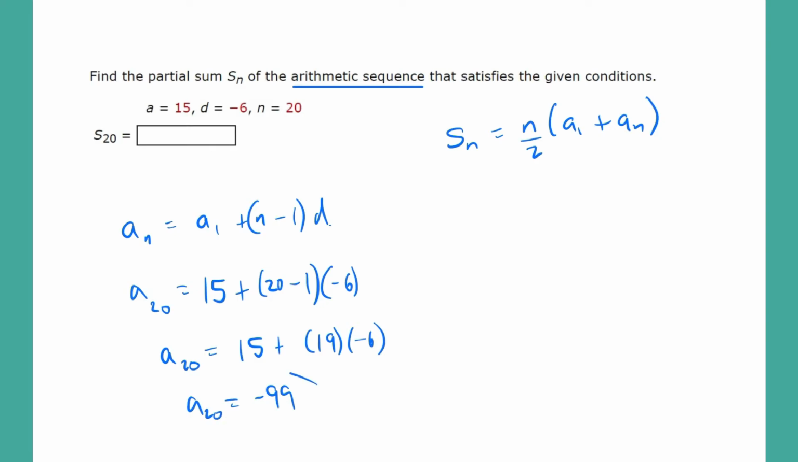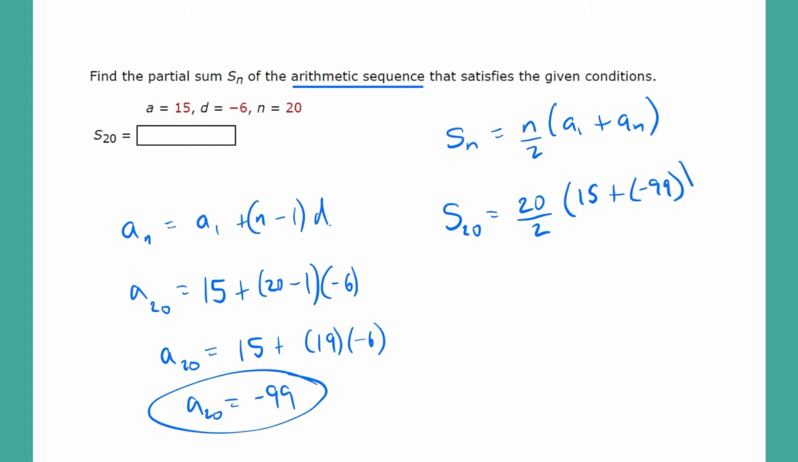All right, so now once we have that, we have everything we need for the partial sum of the first 20 terms. n is 20 divided by 2. The first term is 15, and the 20th term is negative 99. All right, so this is going to be 10 times negative 84, I believe. Yeah. All right. So that's going to be negative 840.